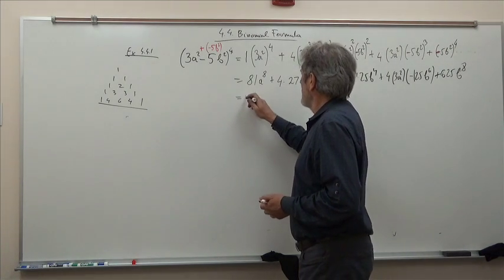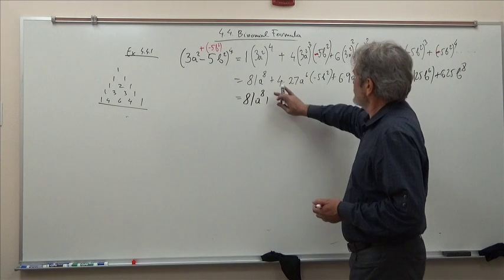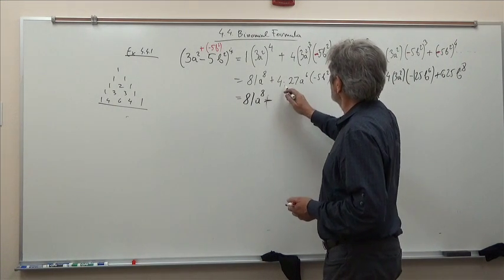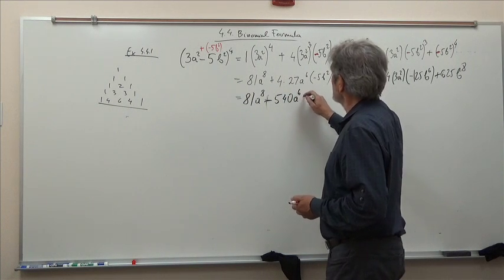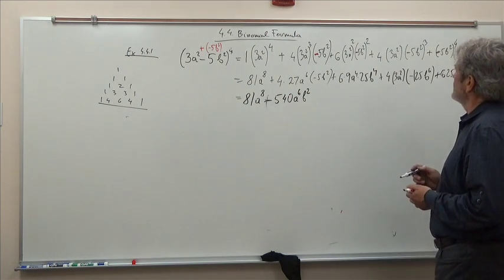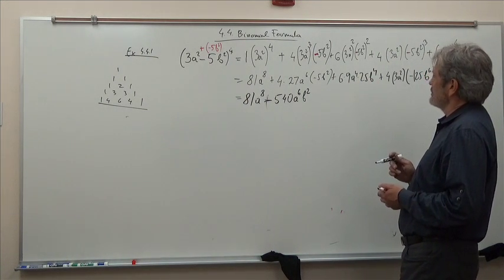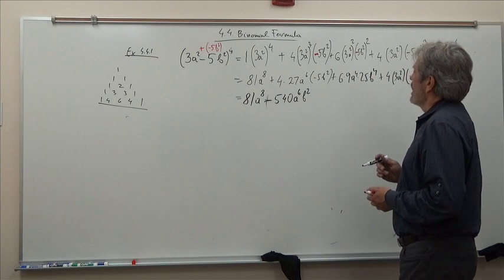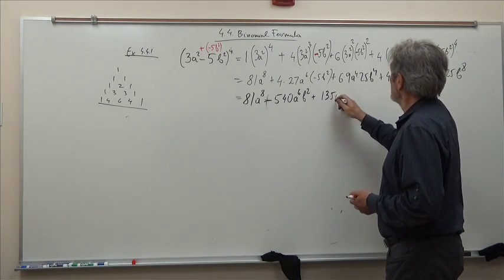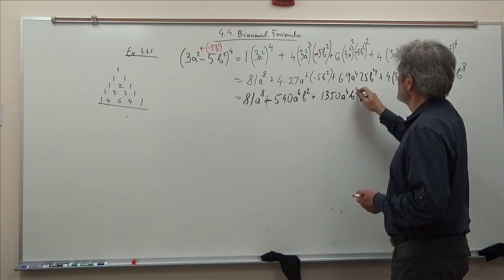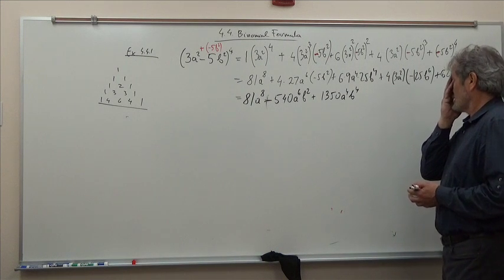Just basic algebra now. 81a⁸. What would that be? Minus 540, because it's negative, 4 times 5 is 20, 540a⁶b². How much is this? 6 times 25 is 150. 150 times 9 is 1350. So it's 1350a⁴b⁴. Am I correct with this? 150 times 9, yes.